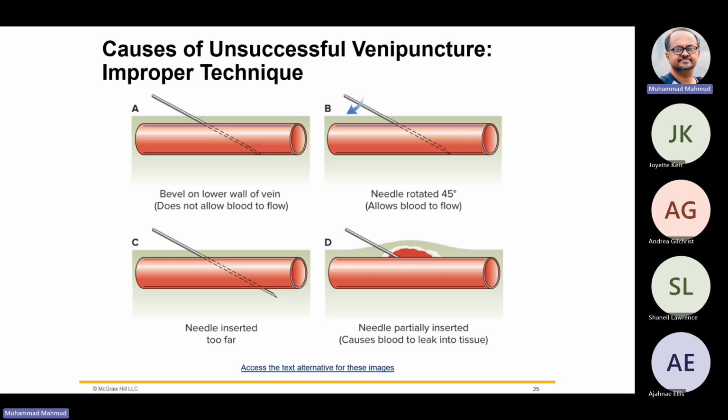So what to do if the initial venipuncture is not successful? First, replace the tube if you suspect a defective tube or vacuum. Second, pull back slightly on the needle if the bevel is against the wall of the vein or if the needle has been inserted too far. This will correct the position and allow blood to flow. Stop pulling back when blood begins to flow.